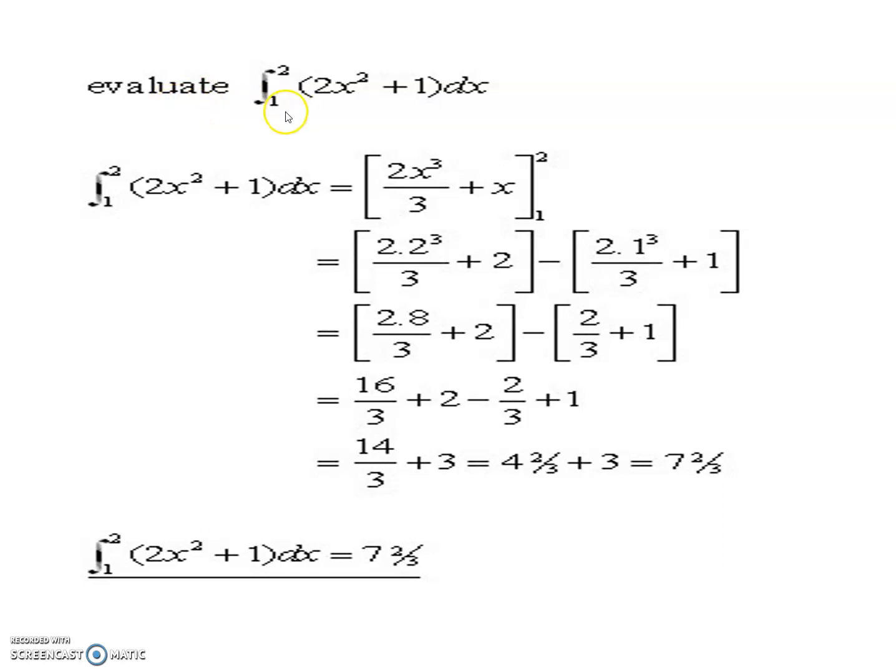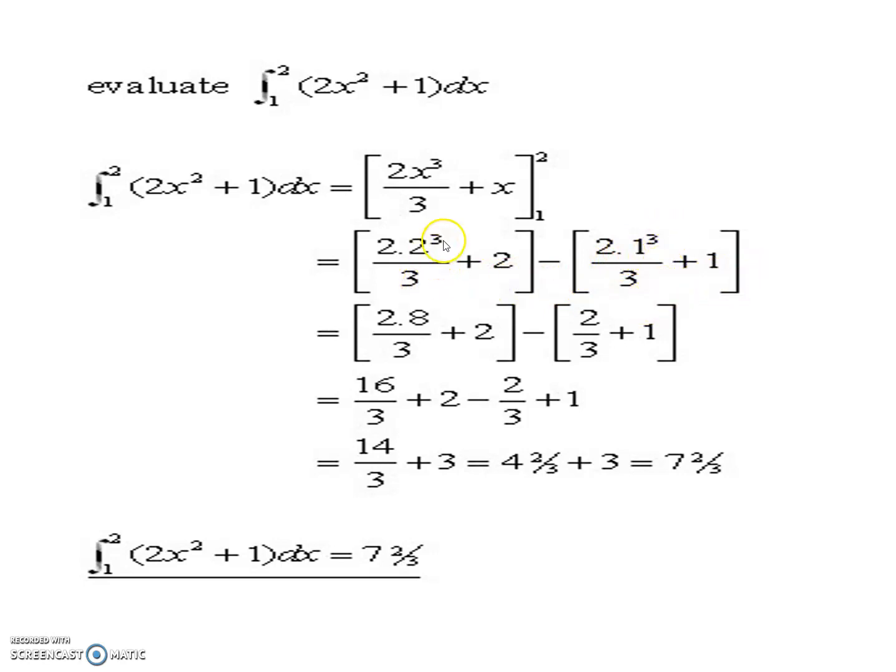Evaluate lower limit 1, upper limit 2, 2x square plus 1 dx. So 2x square plus 1 is an algebraic function. We know that integration of x raised to n is x raised to n plus 1 upon n plus 1. That's why 2x raised to 3 upon 3 plus integration of 1 is x, lower limit is 1, upper limit is 2. Instead of x, we have to put the 2. 2 into 2 raised to 3 upon 3 plus 2, minus 2 into 1 cube upon 3 plus 1.